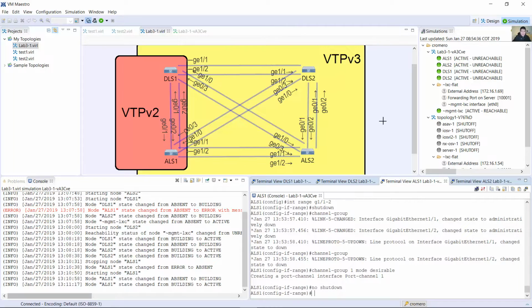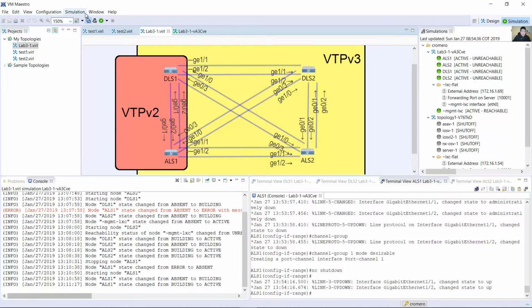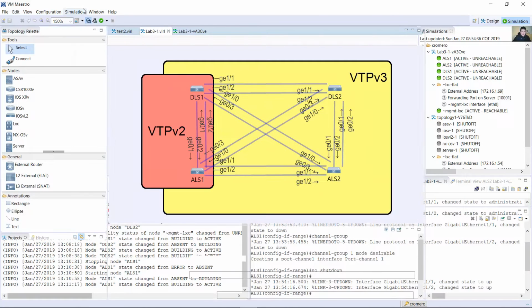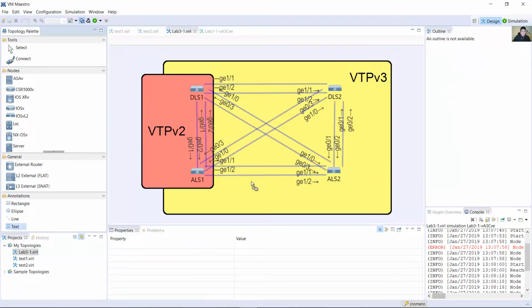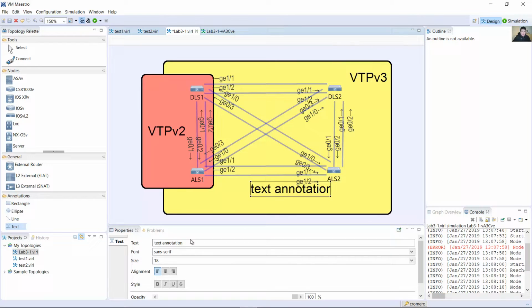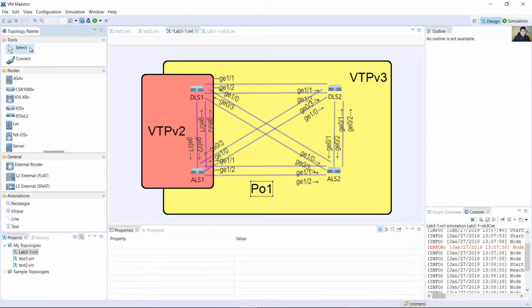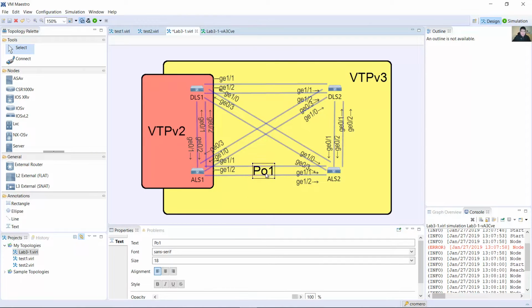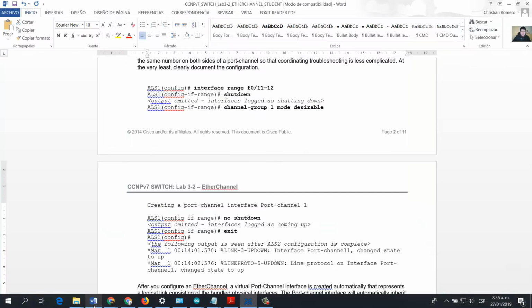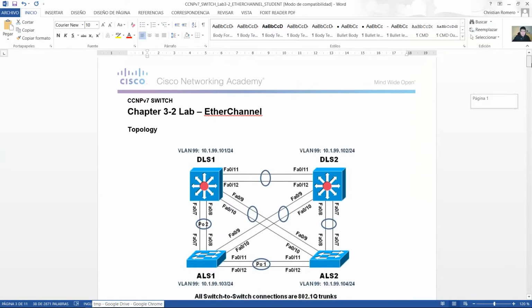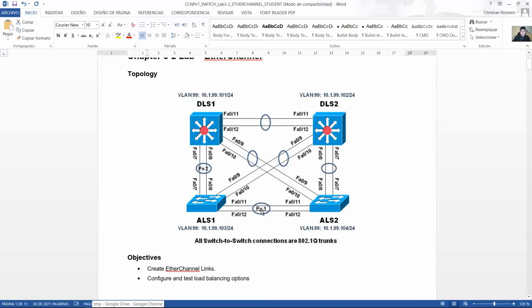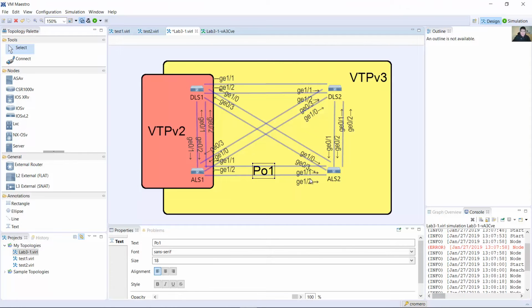Okay, and this will be the port channel 1. Obviously you need to configure the other side on ALS2.